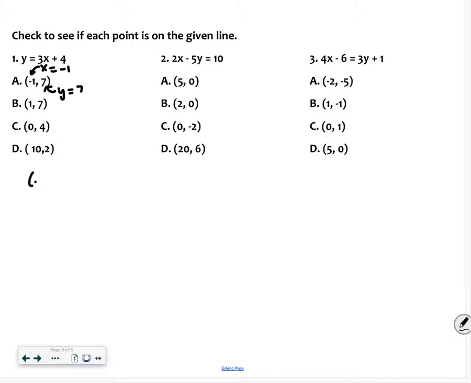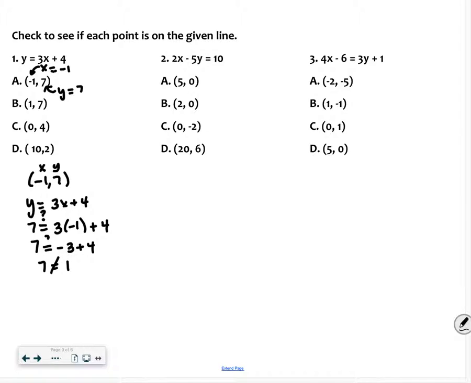So if I have -1, 7, and I plug in for x and y into the equation 3x plus y equals 3x plus 4, I'm going to have 7 is equal to 3 times -1 plus 4. A lot of times I put a little question mark over the equation because I'm seeing if this is true. So if I have -3 plus 4, unfortunately that's 1. So this is not actually true. So this one doesn't work. Just cross them out as you go.